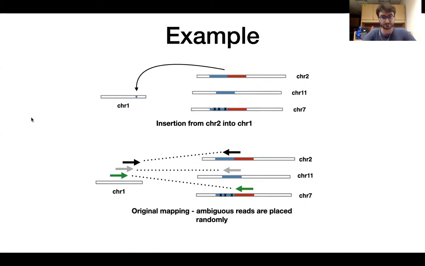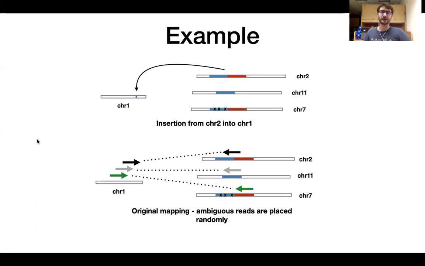For example, in this case, we have one transposition from chromosome 2 into chromosome 1. The sequence here being transposed is the blue and red sequence. However, as you can see here, in chromosome 11, there is a second copy, an identical copy of this blue region. And in chromosome 7, there is a copy of the whole transposed sequence. However, there are some small differences in the blue region.